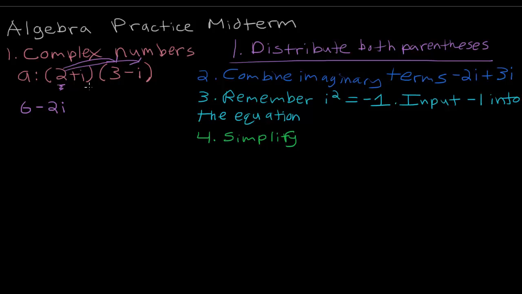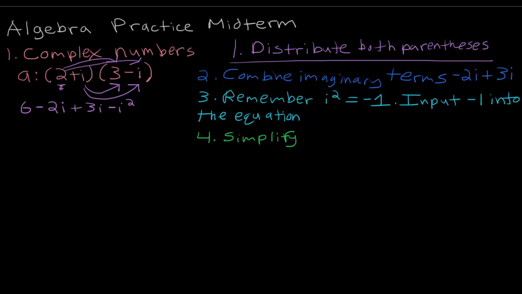Next, we distribute the second term, which is i times 3, and then i times negative i. So i times 3 is just plus 3i, and then i times negative i is just negative i squared.